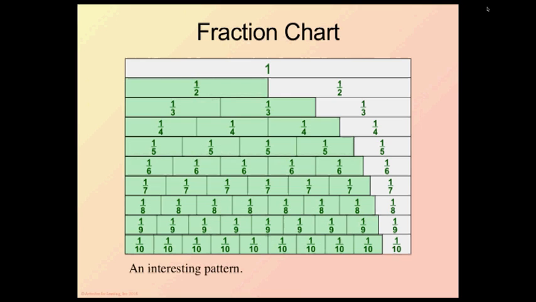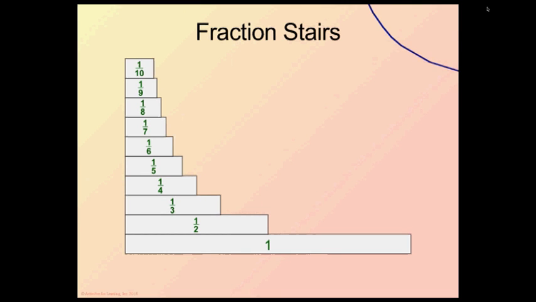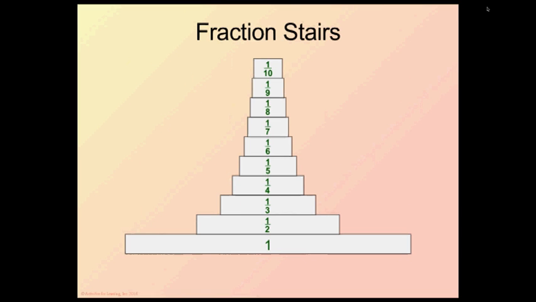Here's an interesting pattern. Here I have 1/2, 2/3, 3/4, 4/5, 5/6, 6/7. I can just take the pieces one at a time and build a staircase. Now, this curve is a hyperbola. And some of you are going, I kind of remember that word from somewhere. I can do the same thing. I can center it. And now I have two hyperbolas.